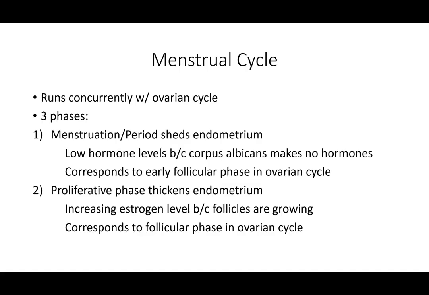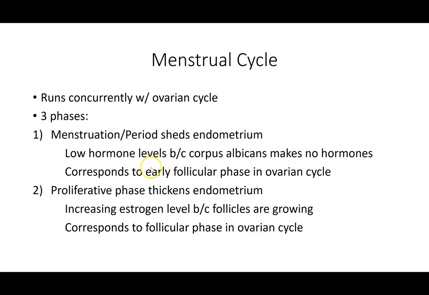So the first phase is menstruation, or the period, as it's commonly referred to. This is where the uterus is shedding that built up layer of the endometrium. This is due to low hormone levels, as that corpus albicans degrades and is not making hormones anymore. We do need higher hormone levels to support maintenance of that endometrium.